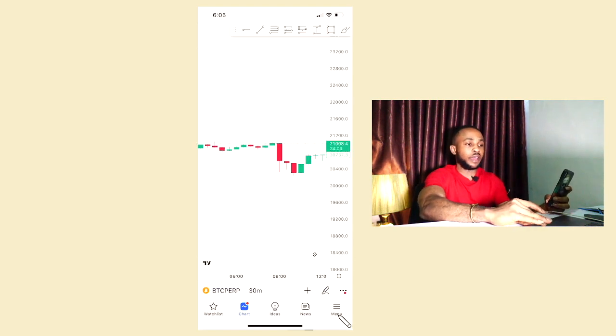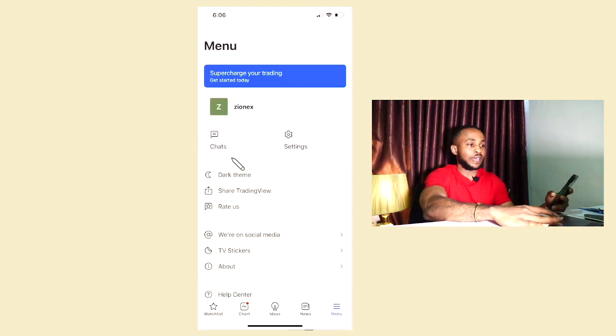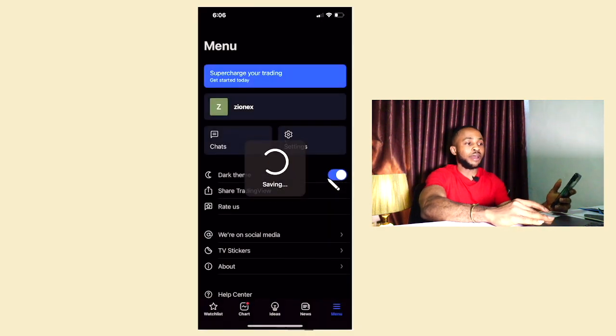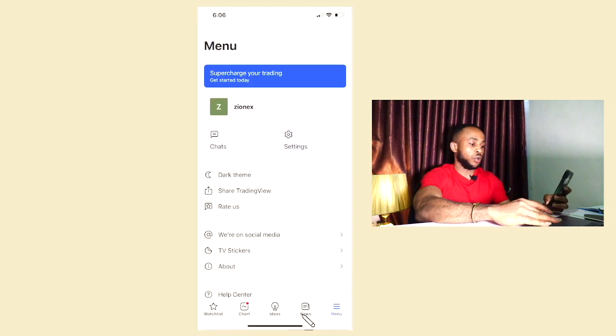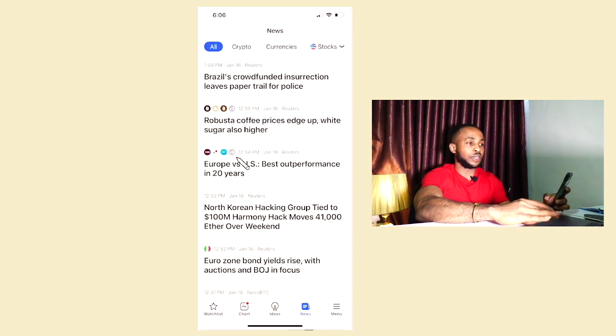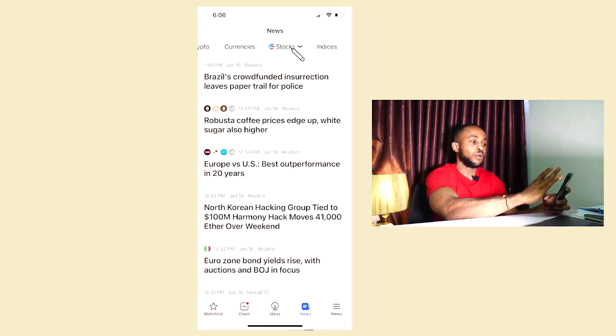We also have here at the menu, as you can see, the dark mode and the light mode. Once you click on the dark mode, now we have a dark mode. I can go back to the chart, and as you can see, we have the dark mode. We also have the news. We have different news: crypto news, normal currency news, and stock news.